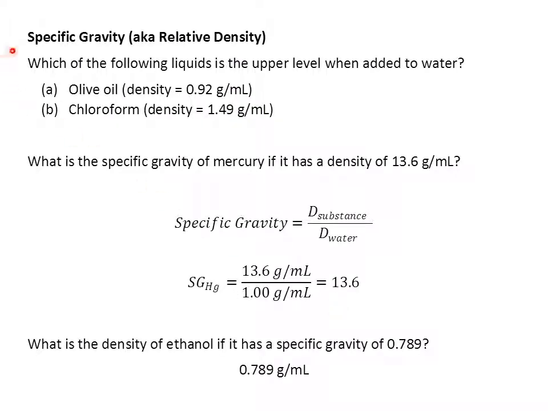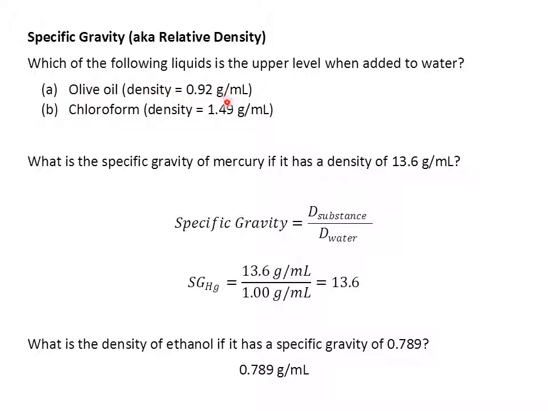Okay, on to some specific gravity problems, also known as relative density. So in the first problem, which of the following liquids is the upper level when added to water? Well, let's remember what the density of water is. It's 1.00 grams per milliliter. And so if I have a liquid that is less dense than water, that has a density lower than that, then it will float on top of water. So it will be the upper level in this case.